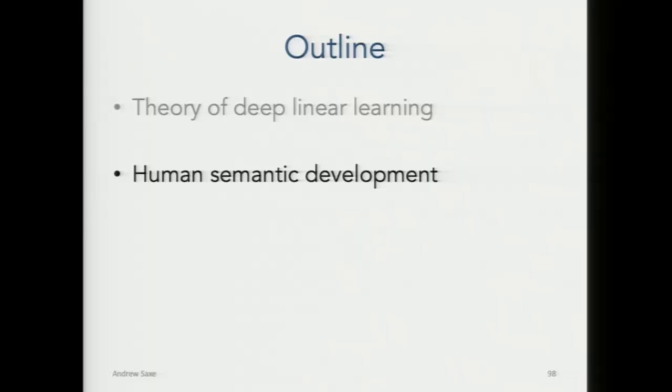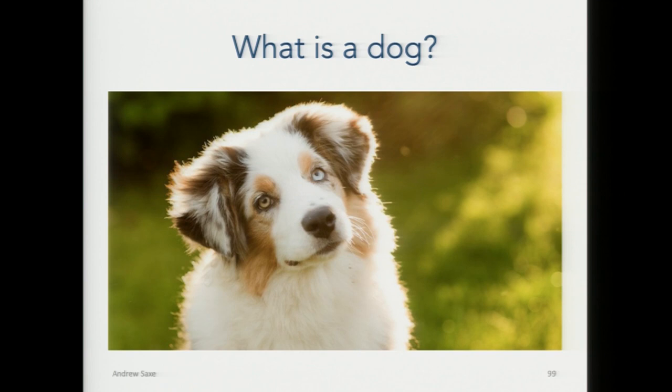Okay, so what can you do with this in terms of understanding phenomena in neuroscience and psychology? So I'm going to turn finally to the question of human semantic development. This really is the question of what human concepts actually are, which is basically the question behind semantic cognition. So what does a human mean when they say that this is a dog? And of course, if you show this to a convolutional network, if you show this to an ImageNet deep learning network, it would say, no problem, that's class 251, right?